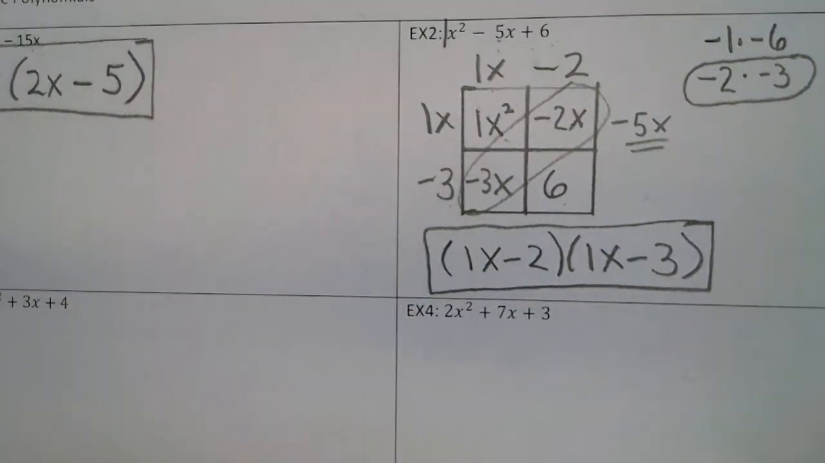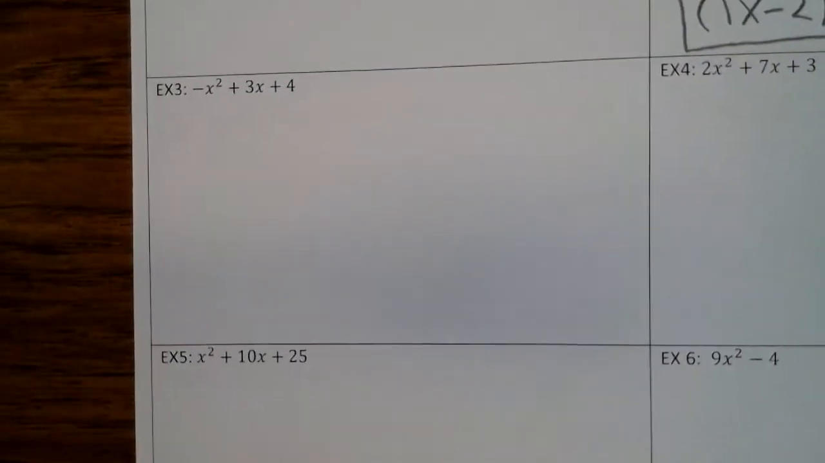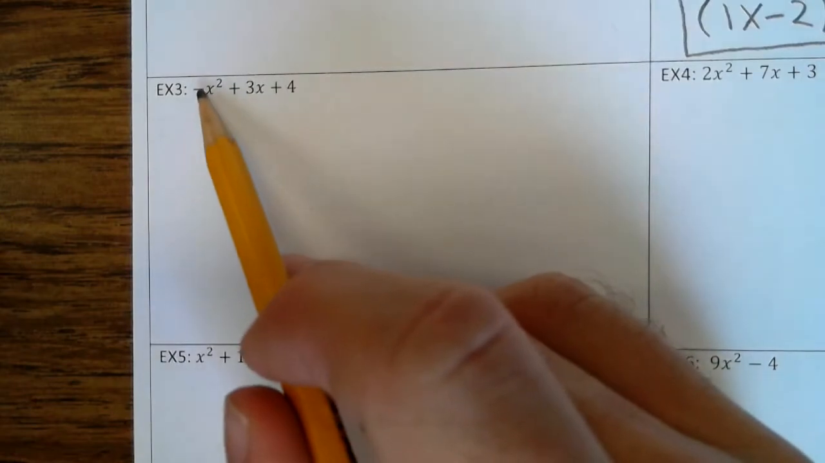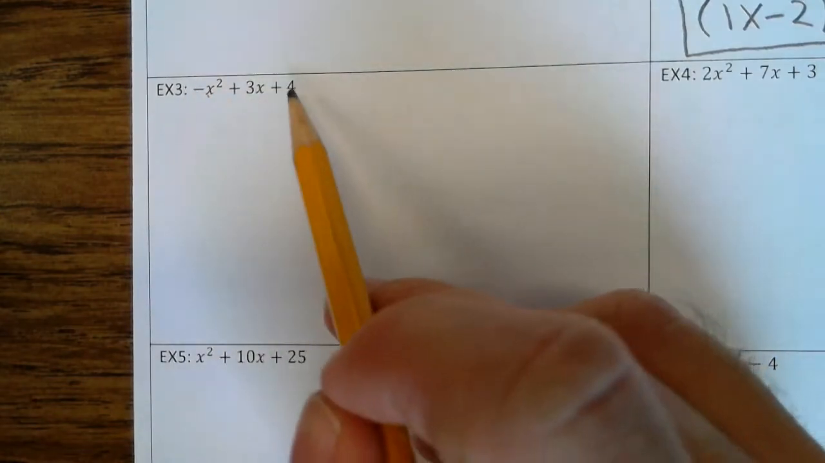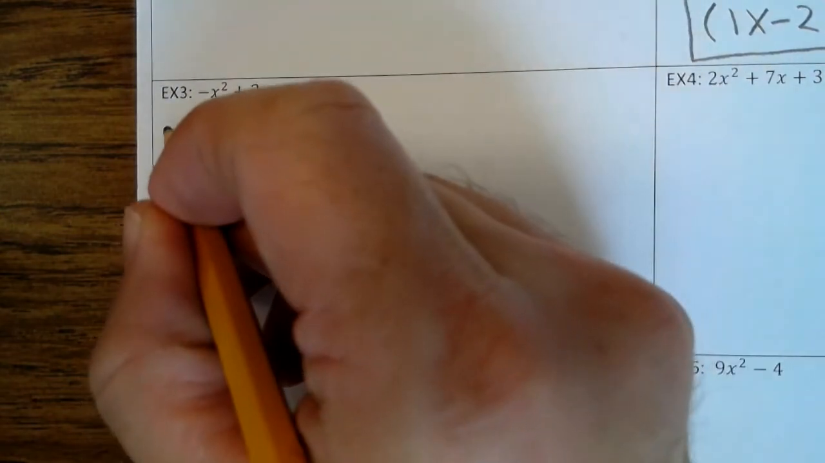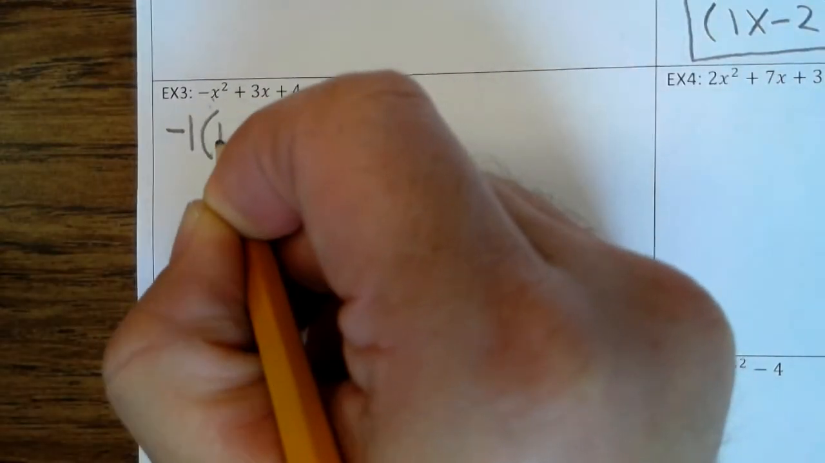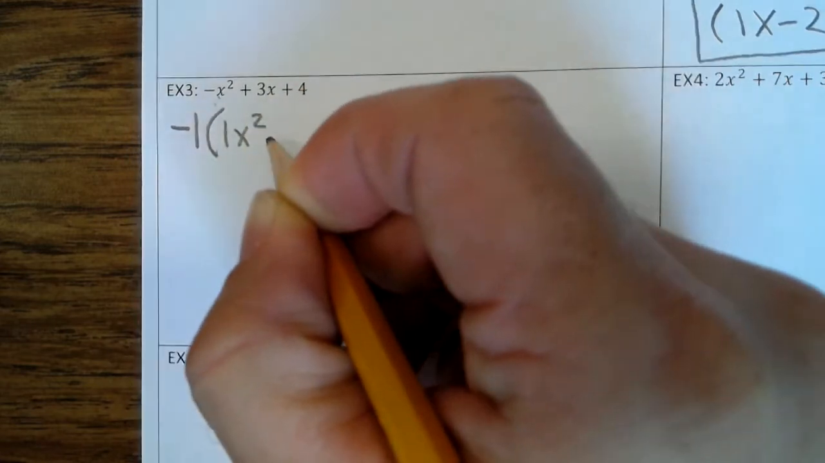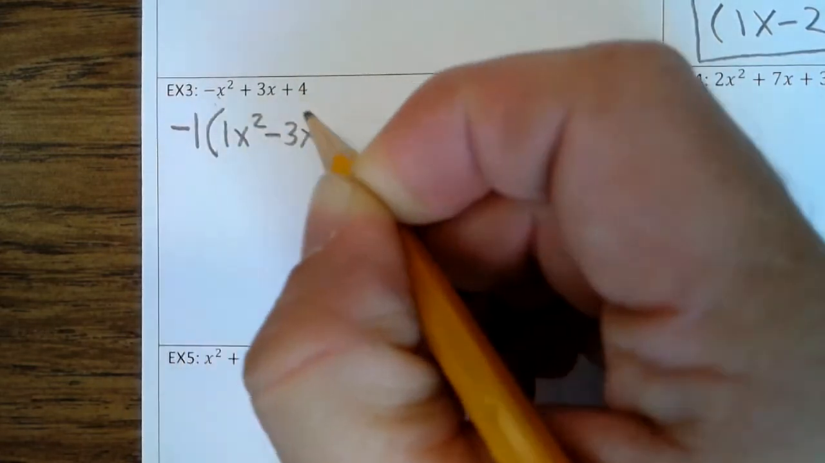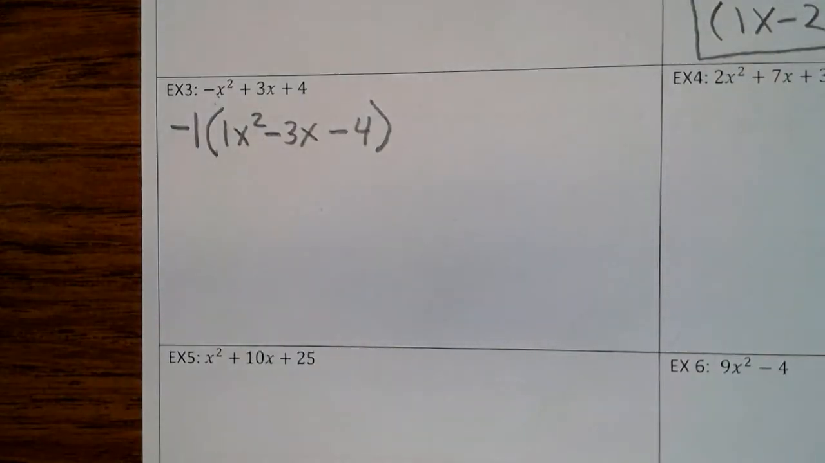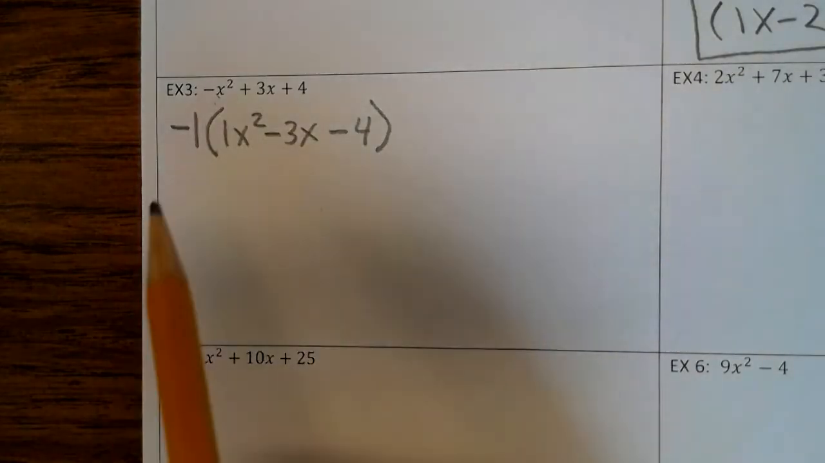All right, let's look at example 3. Now, example 3 is special in that you can't factor when there's a negative leading number. So that makes your greatest common factor a negative 1. So we're going to factor out a negative 1. So that becomes 1x squared minus 3x minus 4. And if you ever want to make sure that you factored out the greatest common factor correctly, distribute and multiply to check.